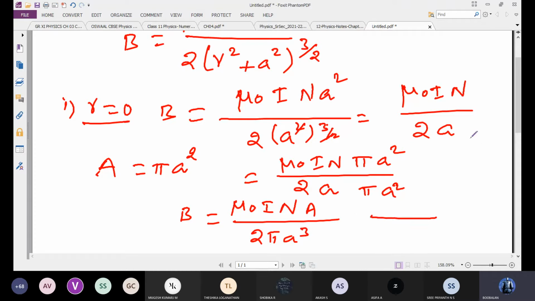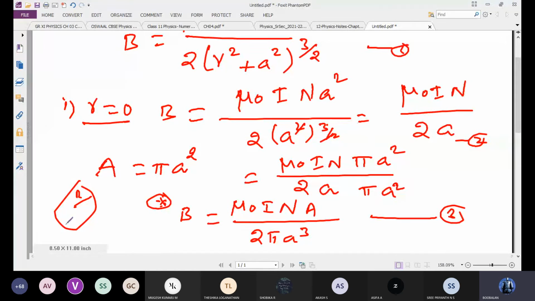This is the first formula. This is the second formula. This is the third formula. Okay, clear. So in which condition do I use this formula? In case they didn't give the value of radius, but they mentioned the area, use B is equal to mu naught I n a divided by 2 pi a cube.